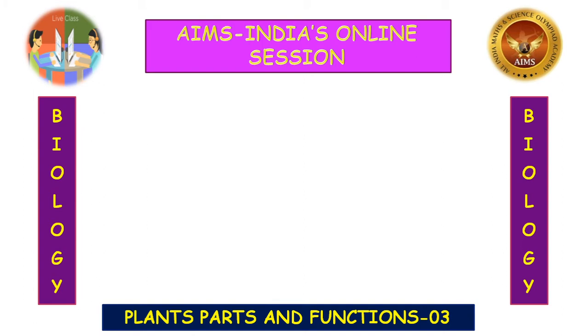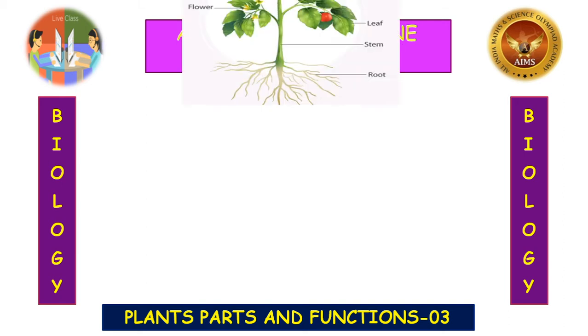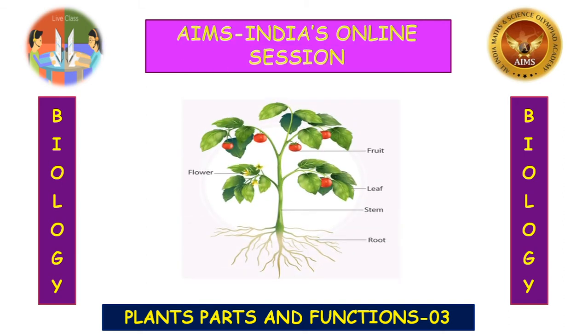This is biology session. Plants, parts and functions. Morphology of flowering plants. What is plant morphology? Once again, let's recall the definition. Plant morphology is the branch of botany that deals with the study of external features, forms and relative positions of different plant organs like roots, stem, leaf, flower, fruit, seed, etc.